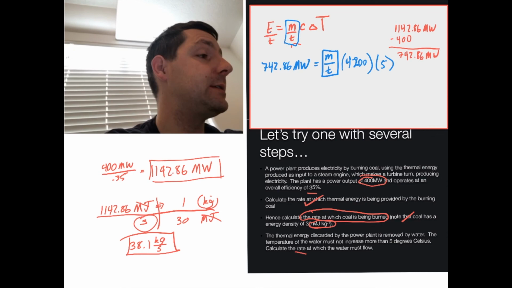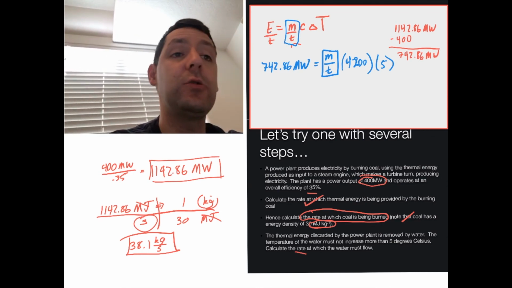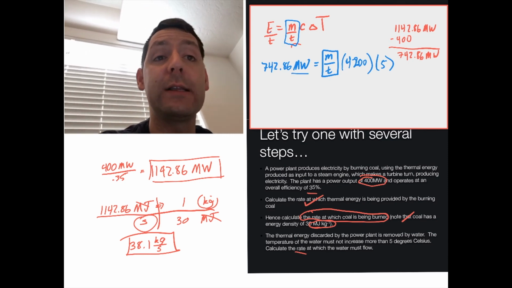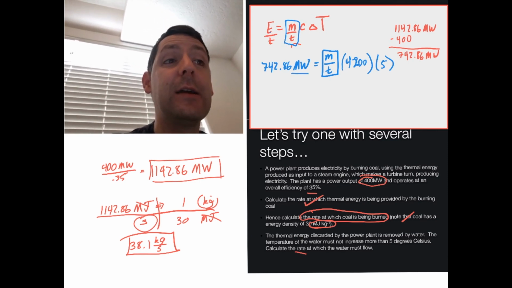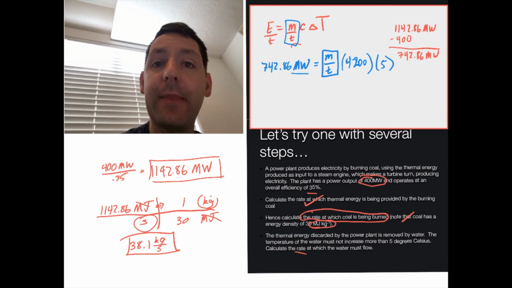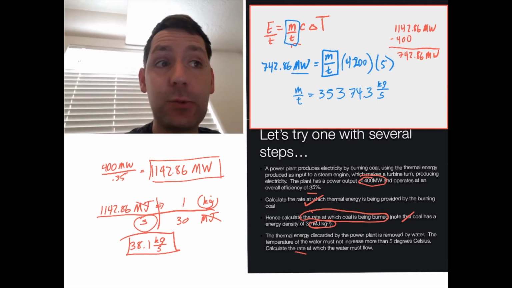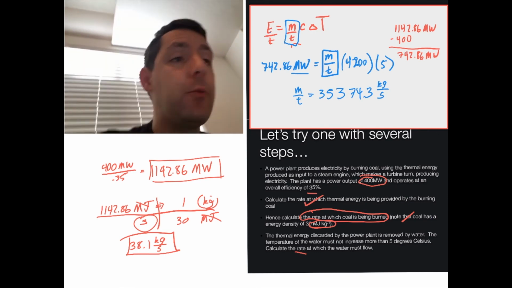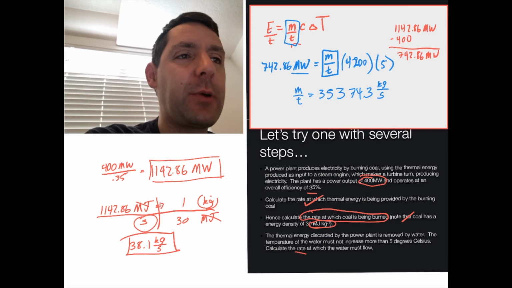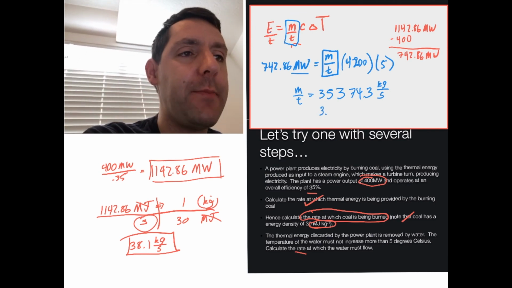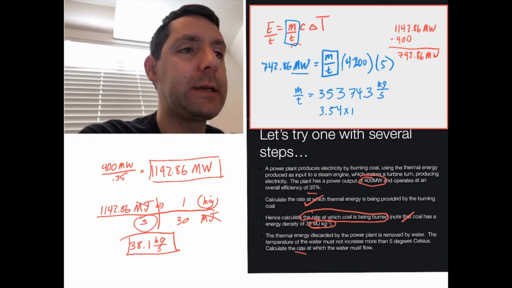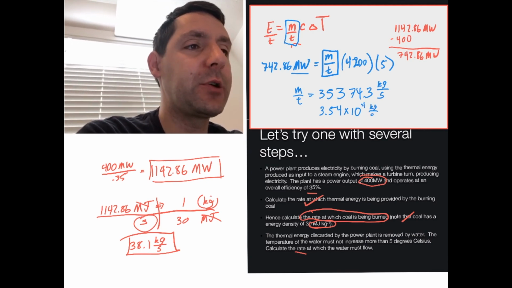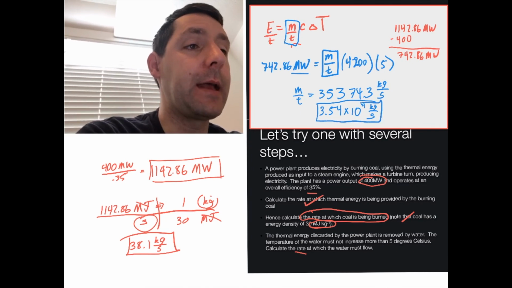You should be able to then take your 742.86 divided by 4,200 divided by 5. Remember, this one is in megawatts, so that is times 10 to the 6th. Okay, go ahead and calculate it, see what you get, and then I'll show you what I get. All right, and this is what I get. I get 35374.3, which on an exam I'd round probably to 3 digits, so I'd probably go 3.54 times 10 to the 4 kilograms per second, and that is the mass flow rate.